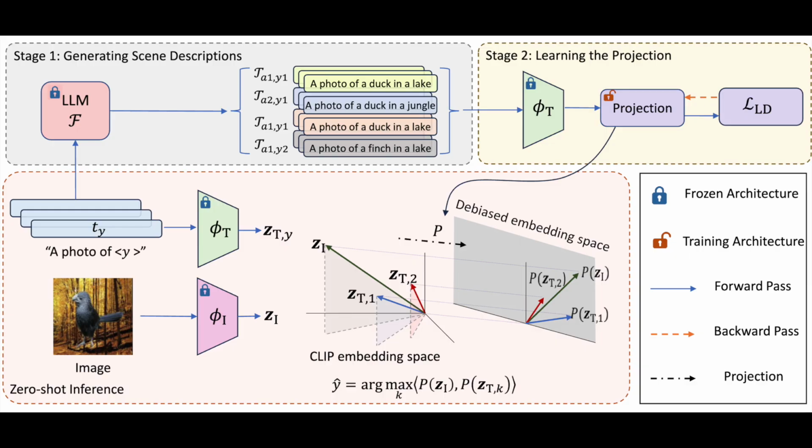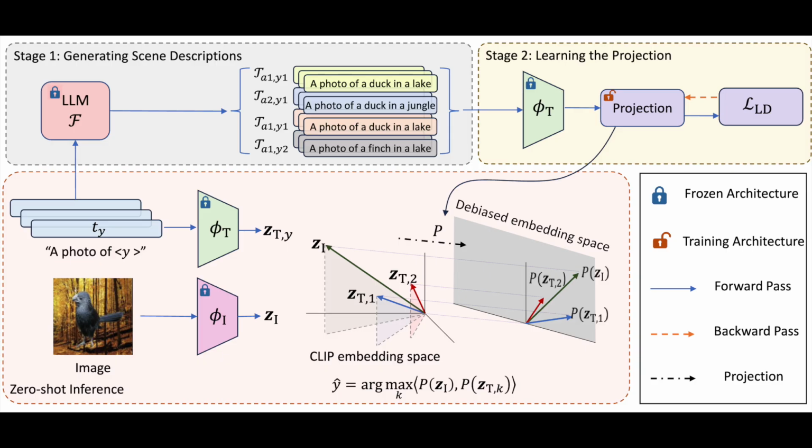Prism has two stages. Stage 1 uses a large language model to propose spurious attributes and generate bias-aware scene descriptions from just the class names. Stage 2 learns a projection P, so the embedding in the new space reduces dependencies on those attributes. Then we do zero-shot classification after projection.